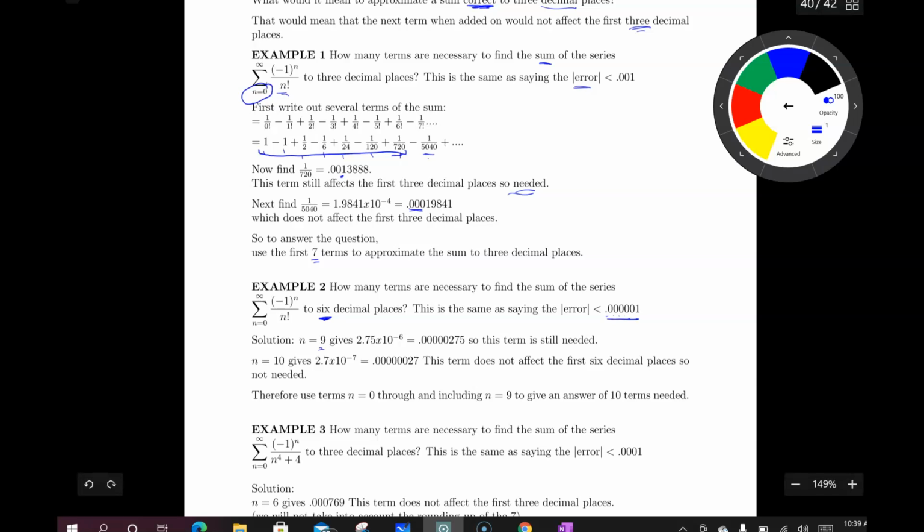So if I use n equal 9, I get this. And you know that this on a calculator means move the decimal places over 6 places in this direction. So there'd be 5 zeros and then a number, right? So this still affects the 6th decimal place. So I still need that one. If I use this one, n equal 10 in here, 1/10 factorial, I get this, which means there's 6 zeros in this number. So this does not affect the first 6 decimal places.